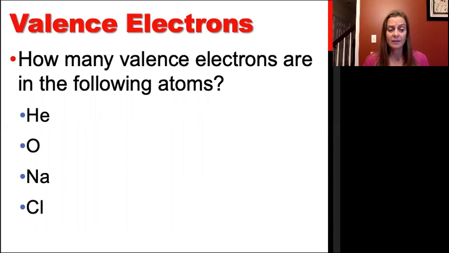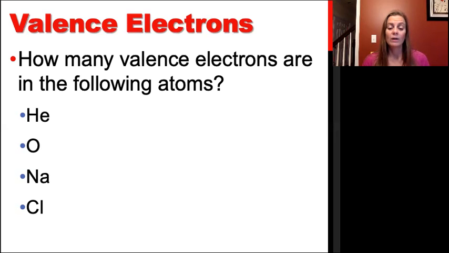So helium has 2 valence electrons. Oxygen has 6 valence electrons. Sodium has only 1 valence electron. That's the example we used just a minute ago. And chlorine has 7 valence electrons. So now we know how to use the periodic table to determine how many valence electrons there are.